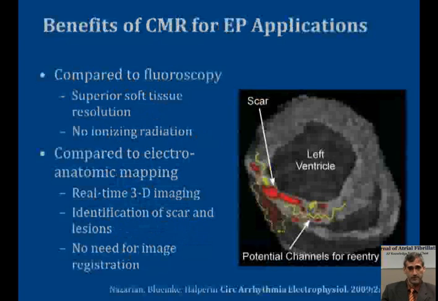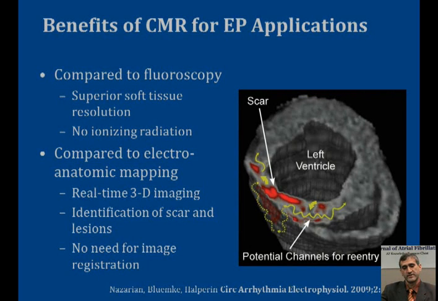MRI, compared to fluoroscopy, offers superior soft tissue resolution. It has no ionizing radiation. It can provide us with real-time three-dimensional imaging without the need for image registration, and it can also show us scar and potentially lesions and depth of lesions as we apply them.